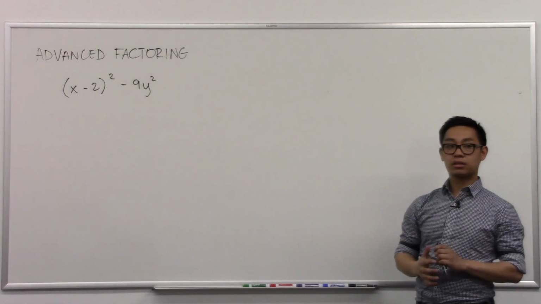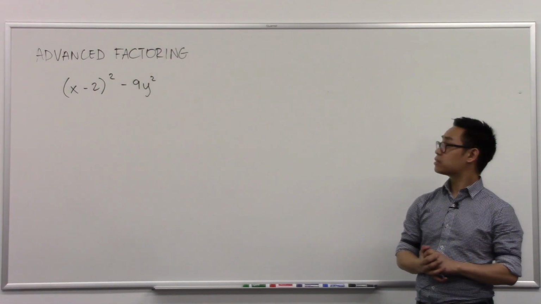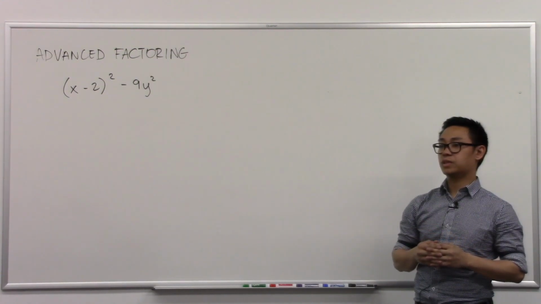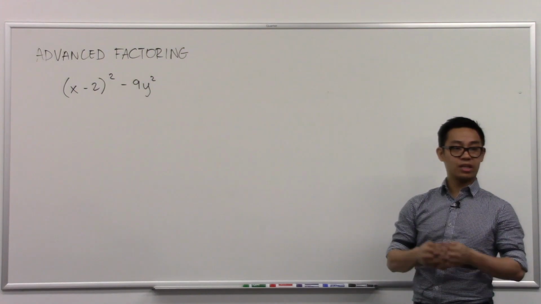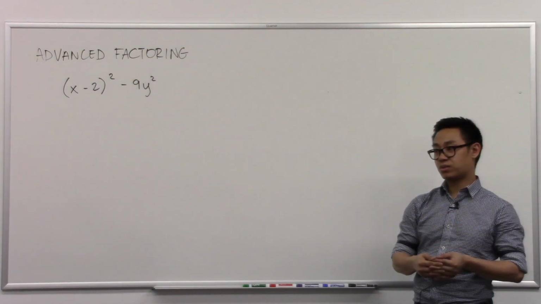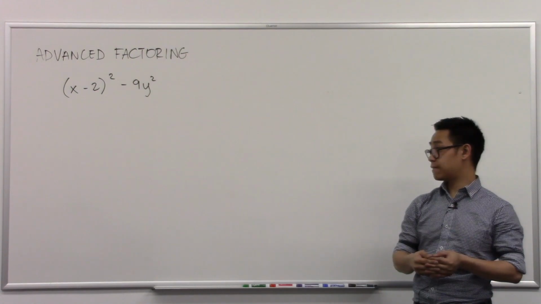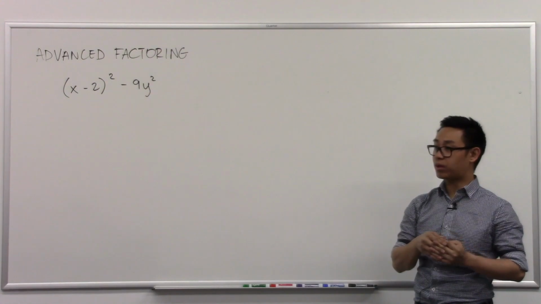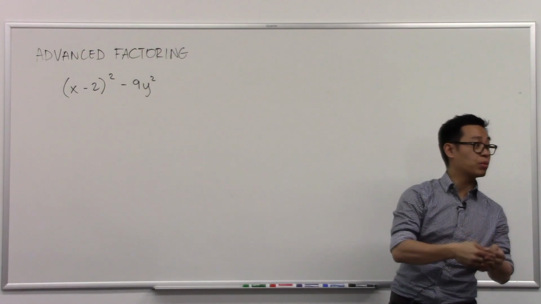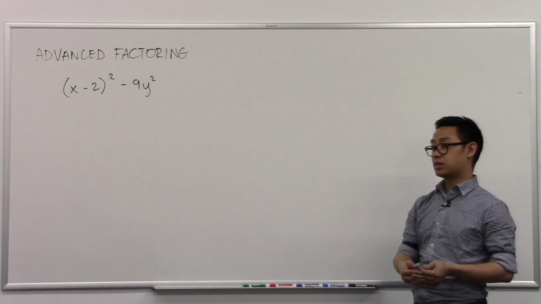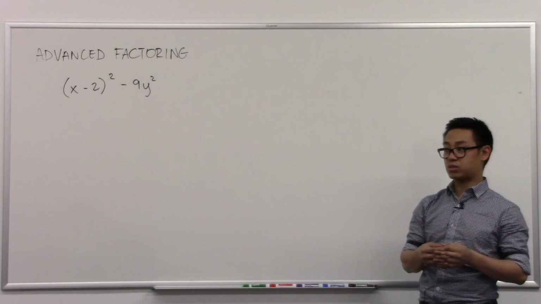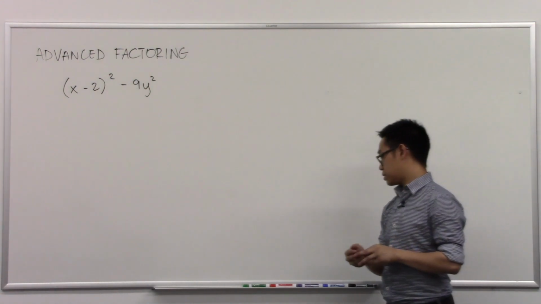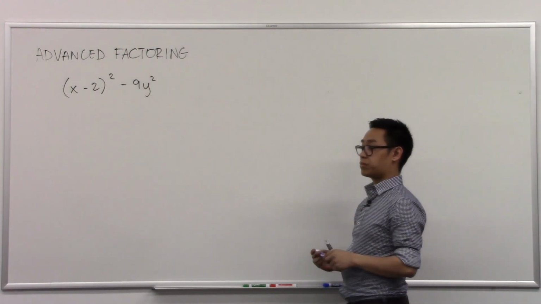Okay. The question I would ask you is, 1, is it in descending order? Which it is. And 2, can you common factor? No, you can't. So then I ask, how many terms are there? How many terms do you see? 2. What's the type of factoring that has 2 terms? Difference of squares.